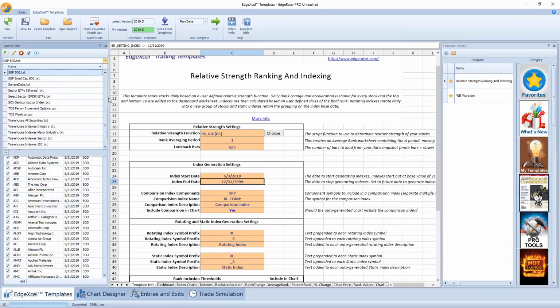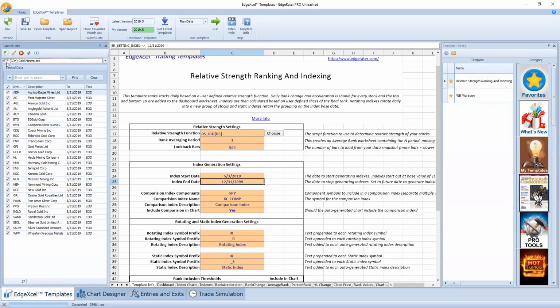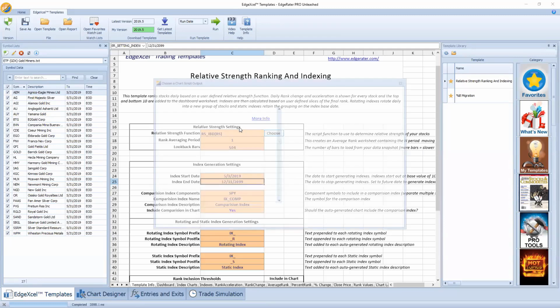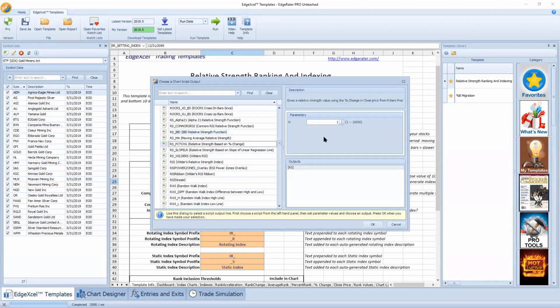So let's, if you open up your symbol list, you should find now that you have a list of the components of the GDX ETF. Make sure you update that so you get the latest date. And I'm just going to choose a 1 day percent change style ranking on here. So I'm going to click the choose. I'm going to go back to 1 day percent change.